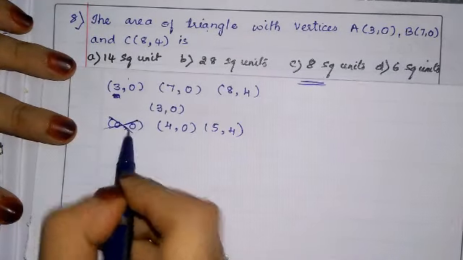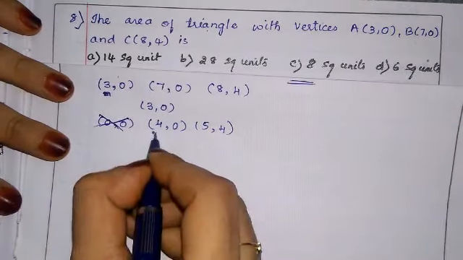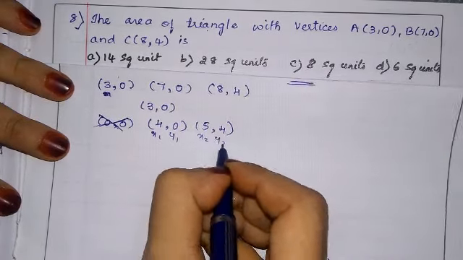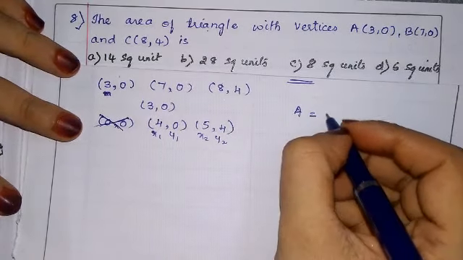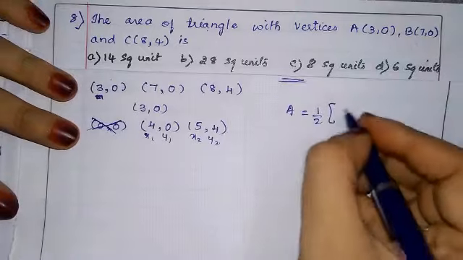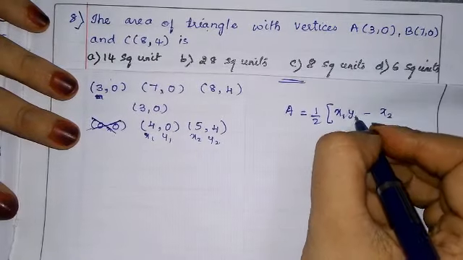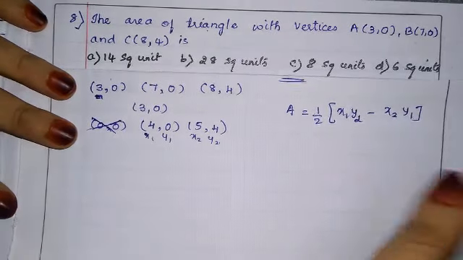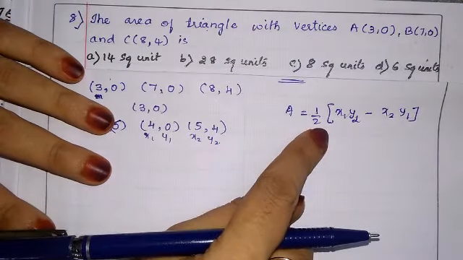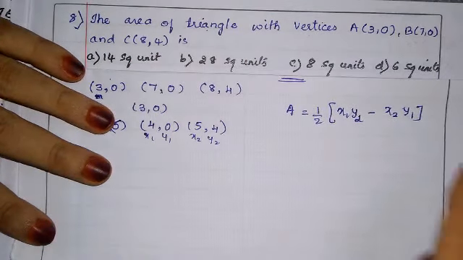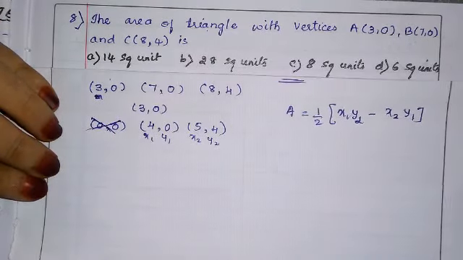That 0, 0 point we have to leave. What we have to do is use the remaining 2 points as x1, y1 and x2, y2. And you have to use this short formula: area of triangle is equal to half into x1 y2 minus x2 y1. This formula you should remember, so that you can escape from the very big lengthy formula. For all problems you can use this formula.